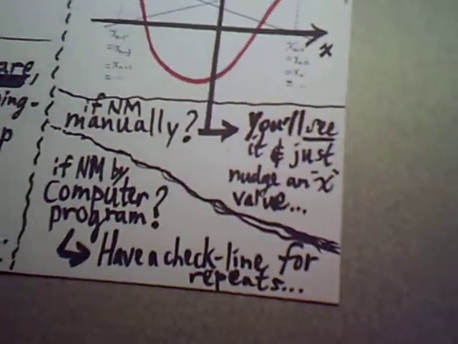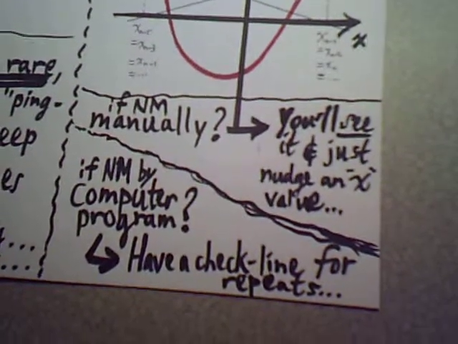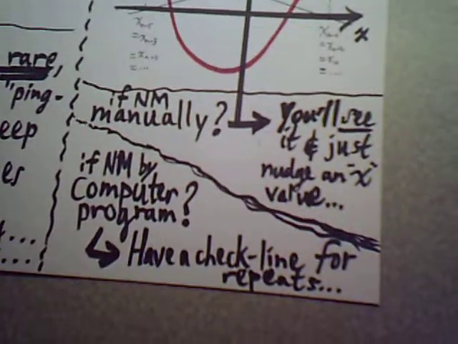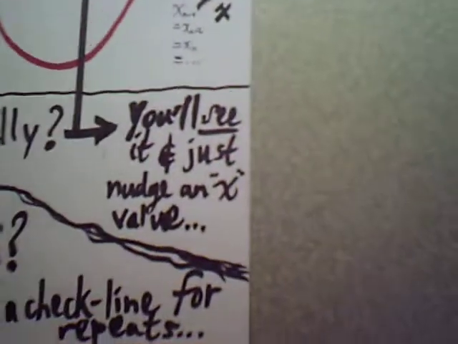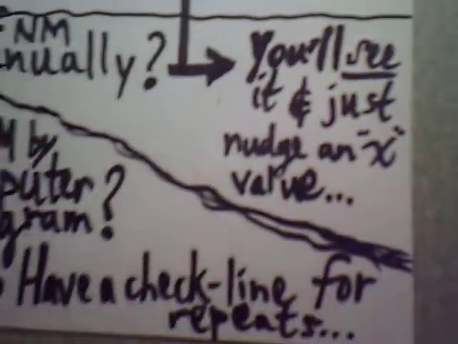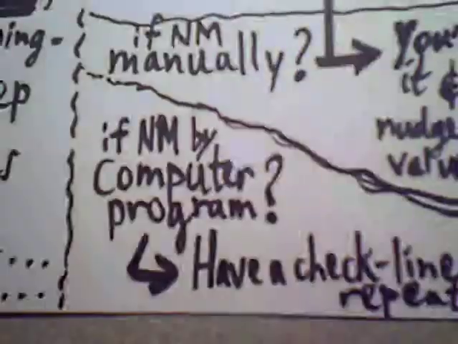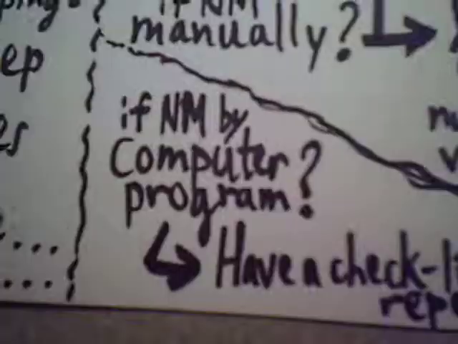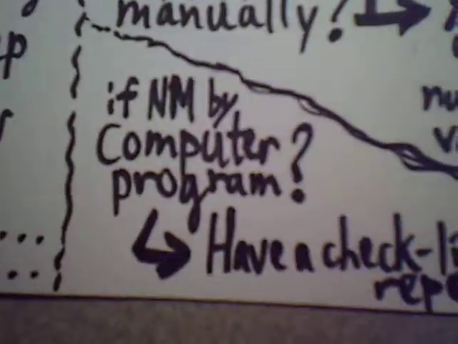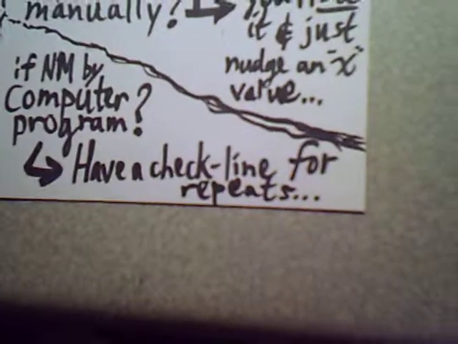Alright, so there's this little summary. If you're doing Newton's method, aka NM, manually, give it a little nudge. And if you're using Newton's method via a computer program, one that you've written yourself, won't take long to write a program, make sure you avoid this pitfall by having a check line when you have repeating x values.